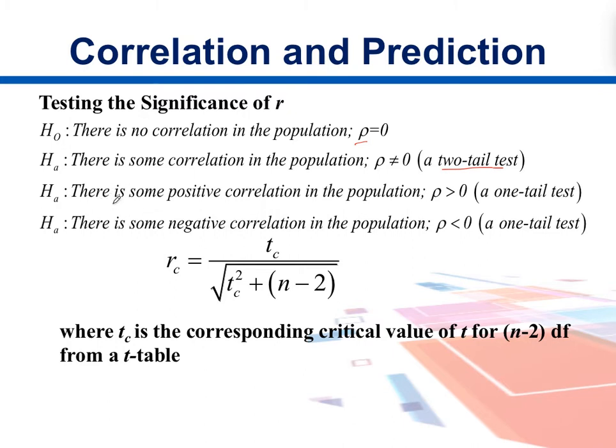Or what we can do is that there is some positive correlation, rho is greater than 0, a one-tail to the right test, or maybe our alternative hypothesis is there is some negative correlation, so rho is less than 0, and we can do it as one tail to the left.